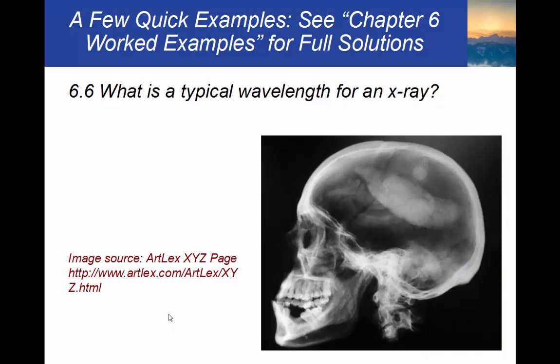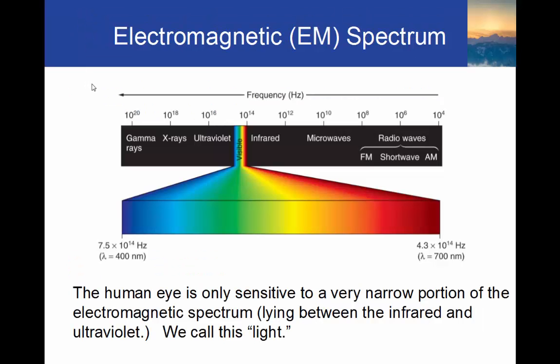Okay, our next question, what is the typical wavelength for an X-ray? So to answer this question, we should go back to this chart that shows the order of magnitude of each frequency for each part of the electromagnetic spectrum. Again, this chart is basically figure 6.7 in your Shipman, Wilson, Higgins, and Torres Physical Science 14th edition textbook, figure 6.7.